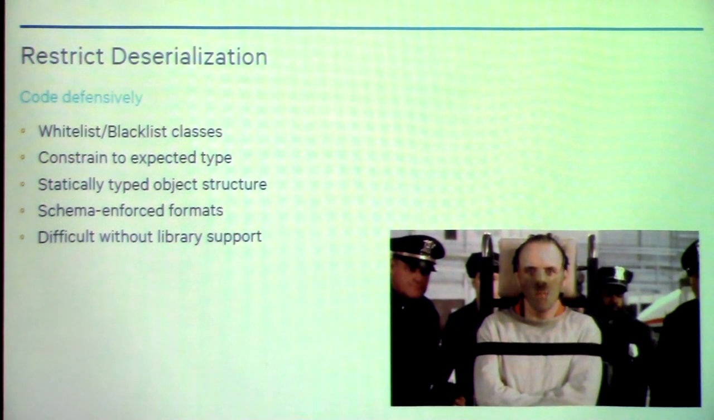Obviously, you have an advantage if you're using static types. If you're not, you're out of luck on that. And we didn't talk about it, but in some of these formats, you can actually do schema enforcement. So like XML or JSON, theoretically, you could validate that it conforms to some schema before you even try to deserialize it.